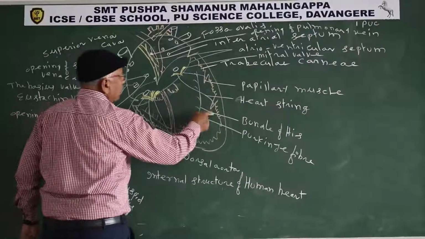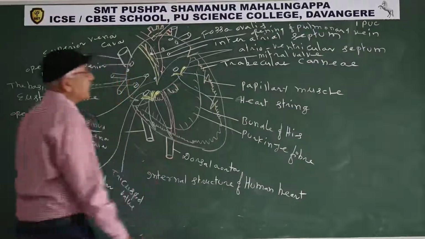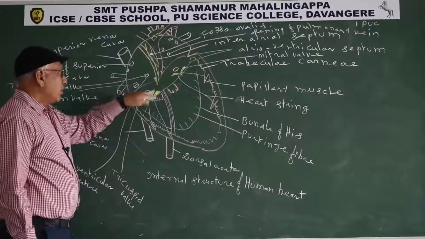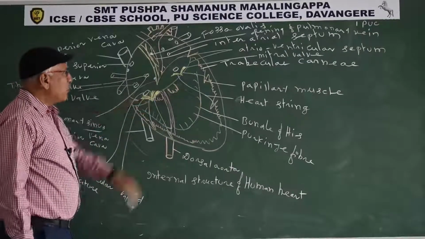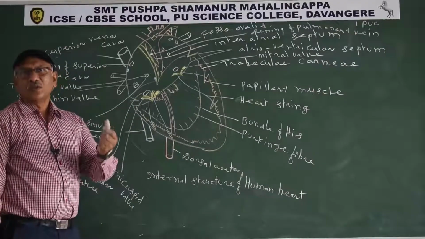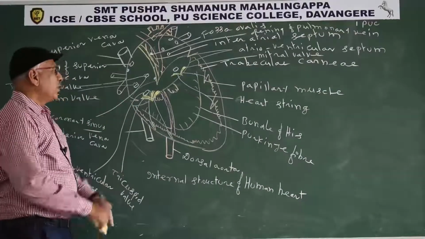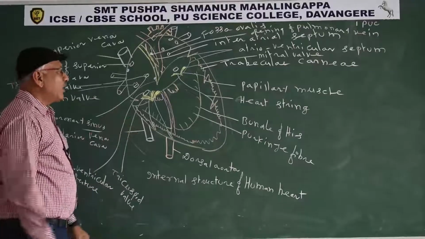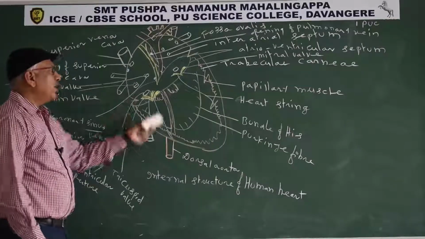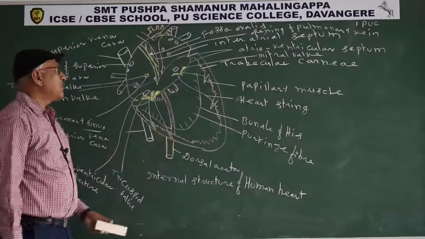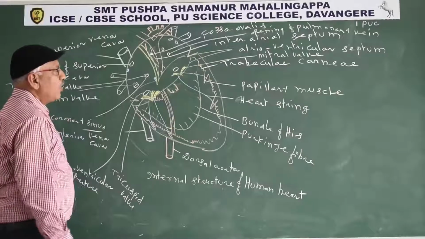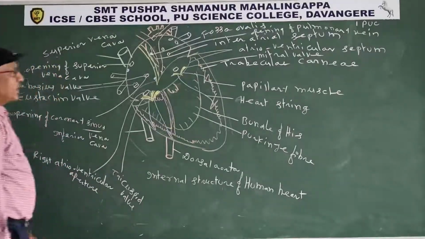What is the use of papillary muscles and heart strings? When the ventricles undergo contraction, the tricuspid and bicuspid valves may enter into the atria and reduce the area of the atria. Papillary muscles and heart strings prevent the entry of the tricuspid and bicuspid valves into the atria. That is their function.